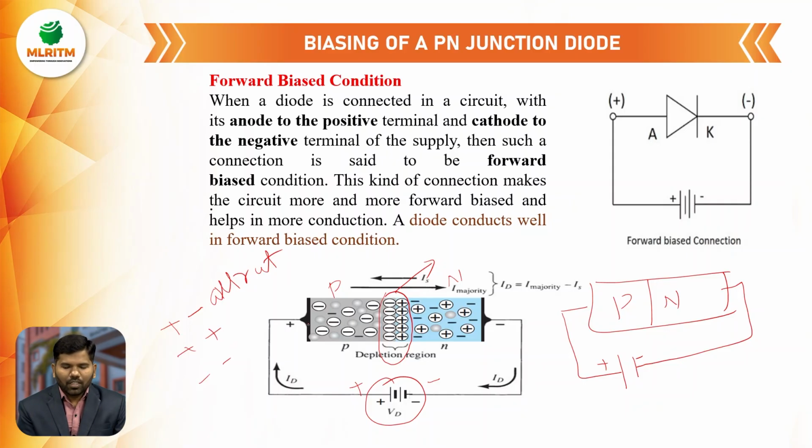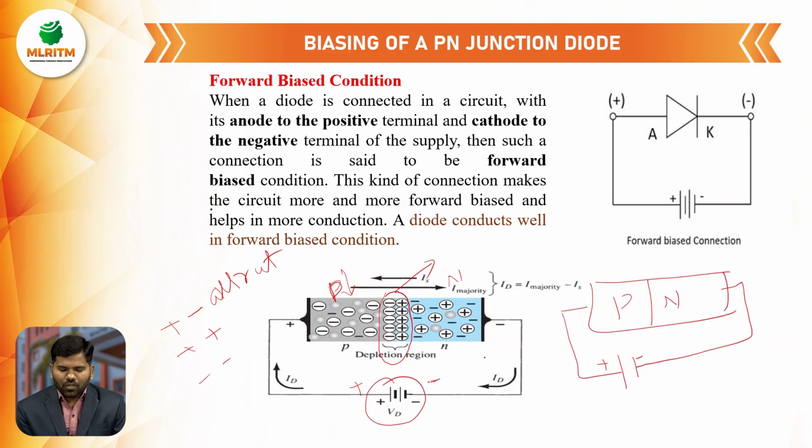In the p-type, the majority charge carriers are holes, and here we are connecting the p-type material to the battery positive terminal. Positive means it will create a repulsive force on the charge particles present in the p-type material. In the same way, in the n-type semiconductor material, electrons are the majority charge carriers, and we are connecting it to the battery negative terminal. Negative means a repulsive force will be created.